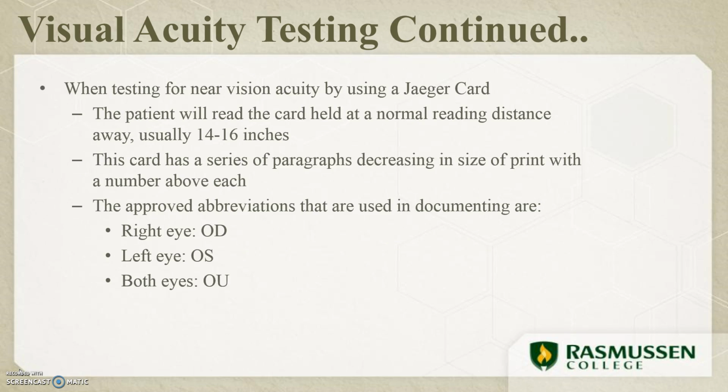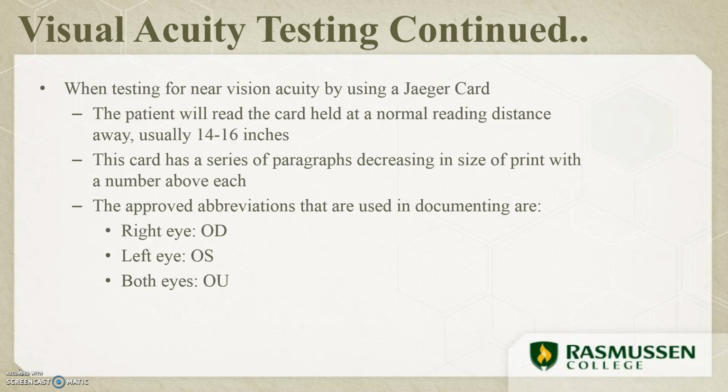We also have our near vision acuity, which is done when a patient's having problems reading or performing tasks up close. This type of test is done using what we call a Jaeger chart. The patient will read the card held at a normal reading distance away, usually 14 to 16 inches. The card has a series of paragraphs decreasing in size. The patient's result will be read as the number above the last paragraph that they can read easily, again, without any squinting or errors.